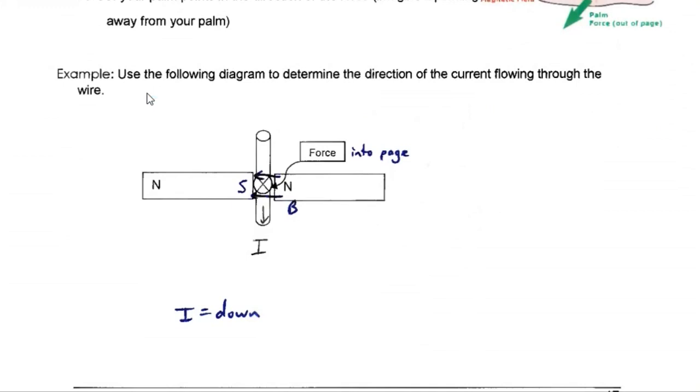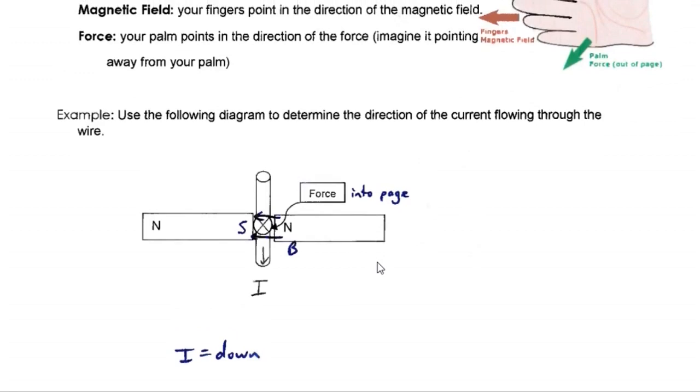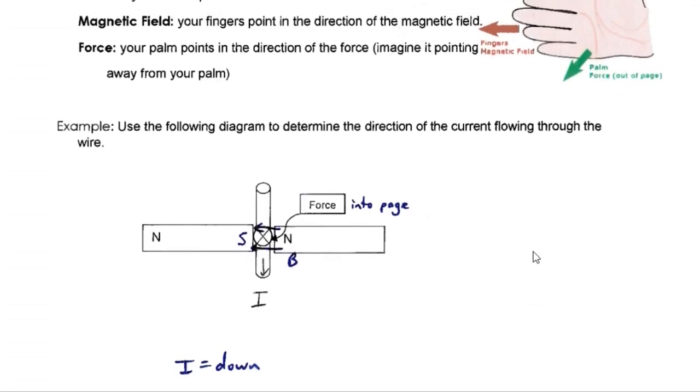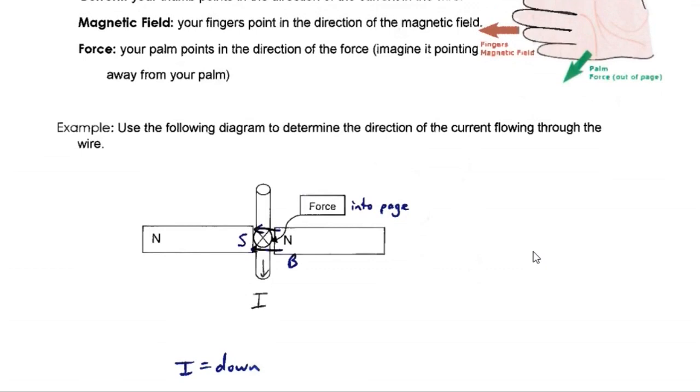Use the following diagram to determine the direction of the current flowing through the wire. We have two magnets here that are creating a magnetic field, and it's flowing from north to south. That is where your field is, so that's where your fingertips are going to be pointed. Start with that, pointing your fingertips to the left. And then the next thing is look at the current. The current is facing downwards. Or sorry, that was what we were actually supposed to determine.